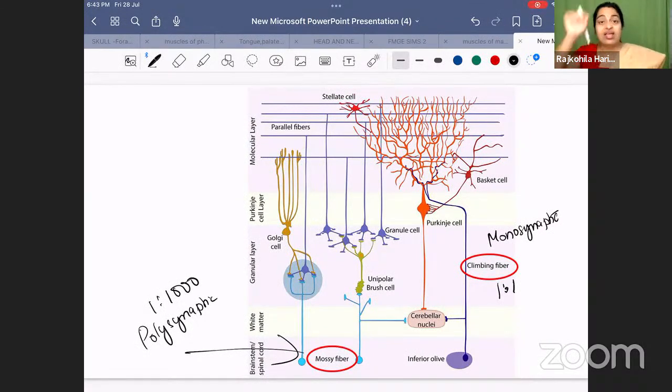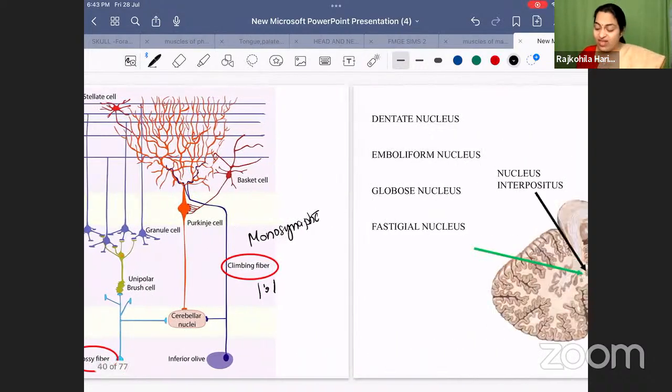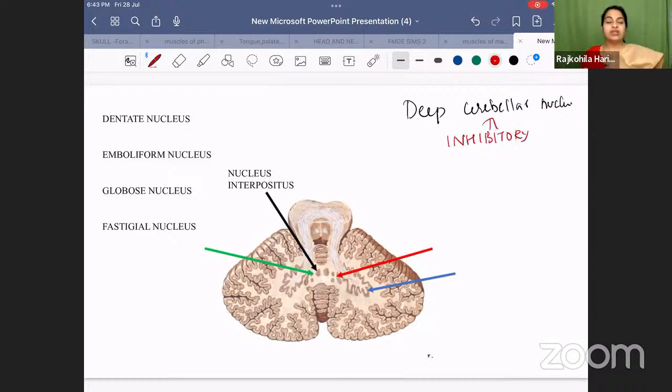over the Purkinje cell. The axons of the Purkinje cell form the only efferent leaving the cerebellar cortex. Where do these axons go? These axons go and end over the deep cerebellar nuclei. And remember, the Purkinje cell axons are inhibitory. They've asked it, okay? The axons of the Purkinje cells are inhibitory to the deep cerebellar nuclei.